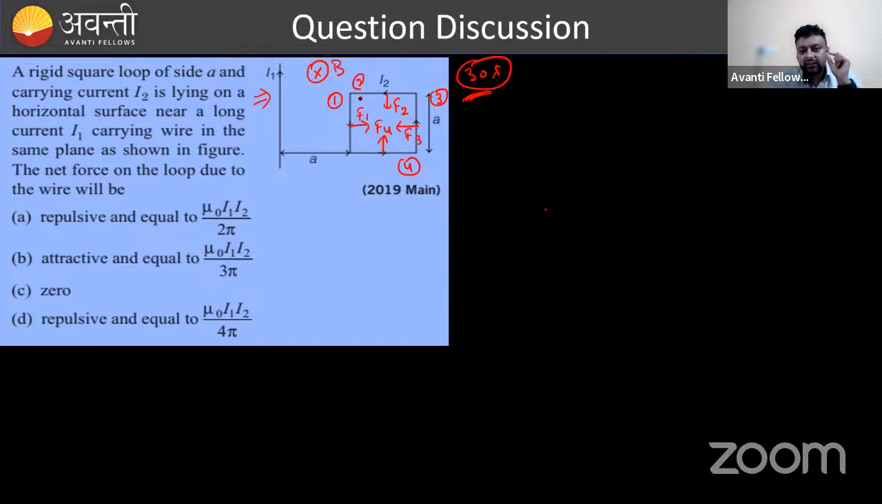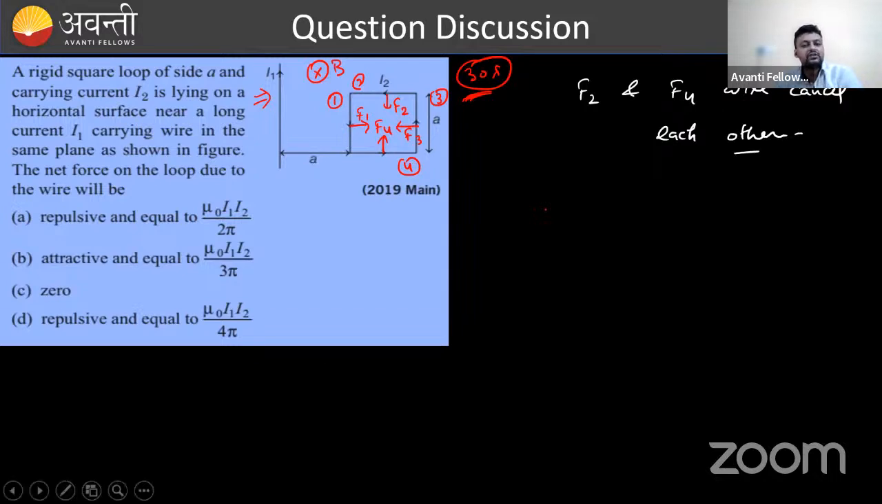Now look at F2 and F4. The variation of magnetic field on side 2 is similar to that on side 4. That means side 2 and side 4 have the same magnetic field variation, and the symmetry is the same. So F2 and F4 will cancel each other because they are equal and opposite. Now, what forces are remaining? F1 and F3 will remain.